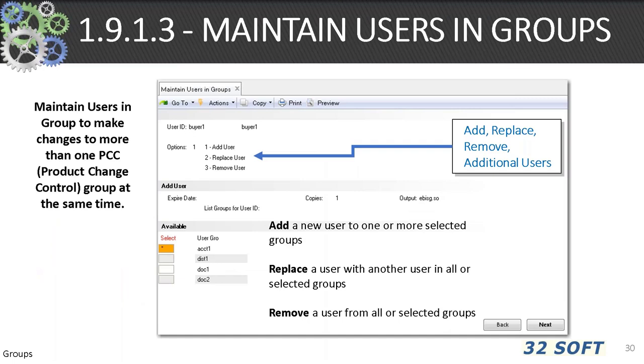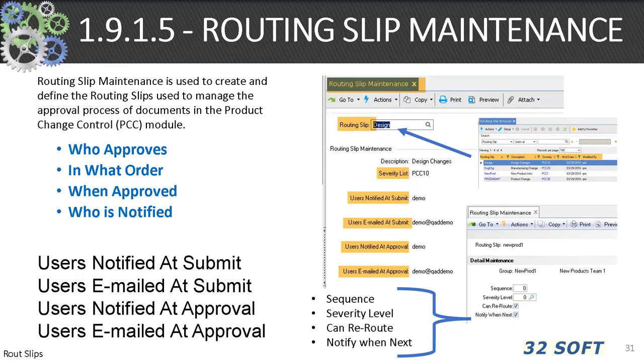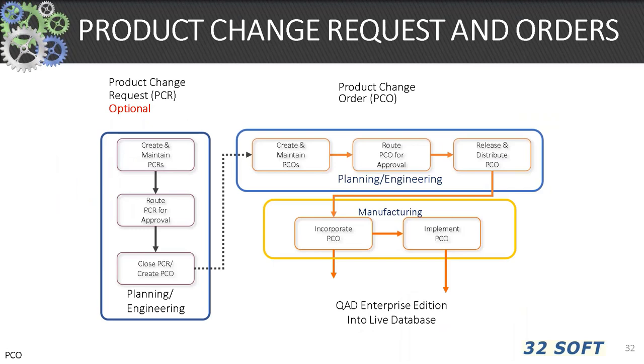The 1.9.1.3 maintains users in group. You can make changes to more than one individual in a group at a time, as in hiring or reorganization or elimination of processes. The 1.9.1.5 routing slip maintenance is used to create and define routing slips. Routing slips are used to manage the approval process for the flow of documents in the module. Defining users notified, users emailed, approval, email approvals, as we saw in the 1.9.24 change control file.